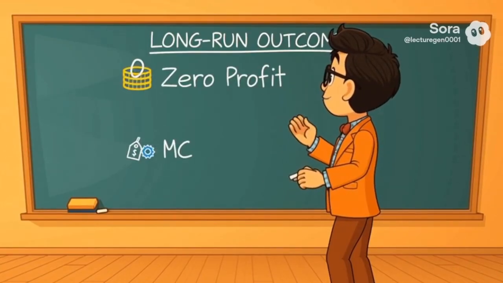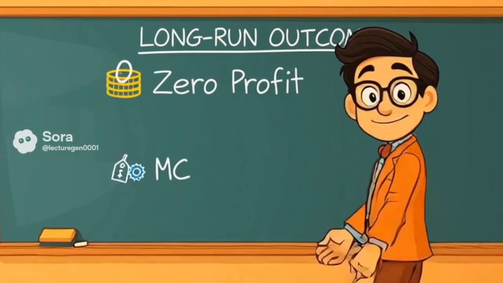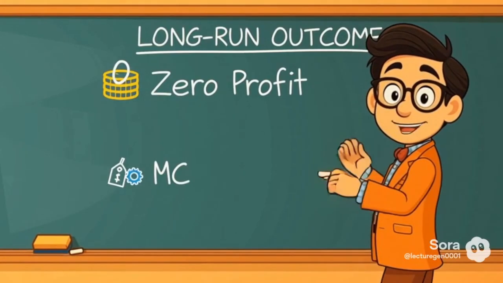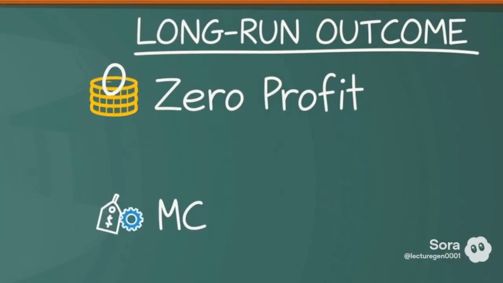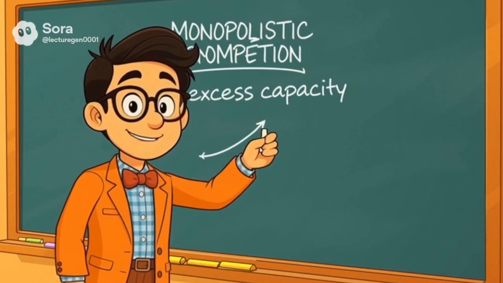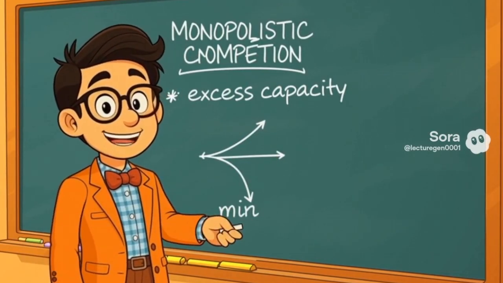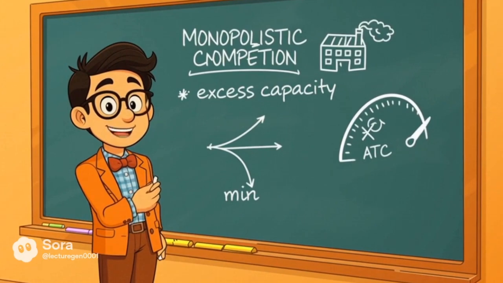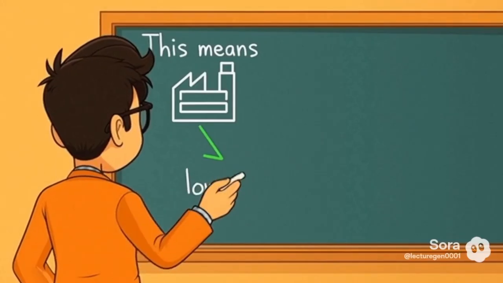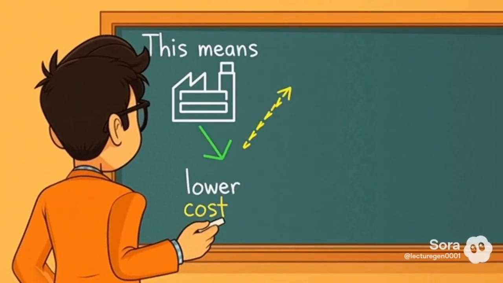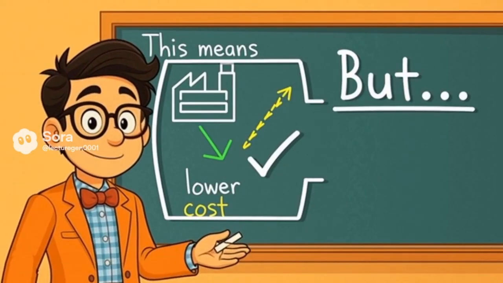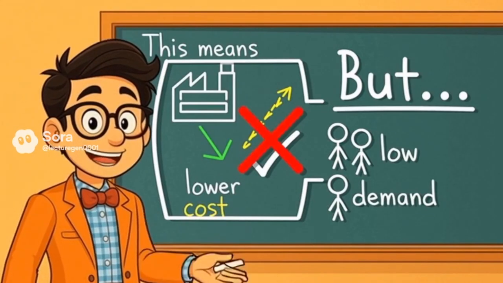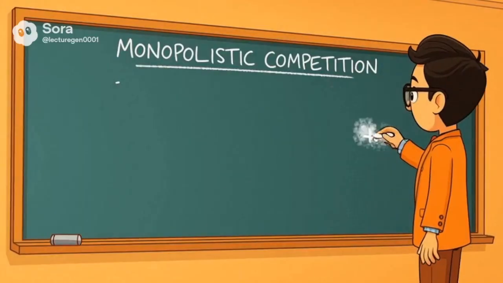This long-run outcome resembles perfect competition in one way, zero profit, but differs because price still exceeds marginal cost. A key feature of monopolistic competition is excess capacity. Firms operate on the downward sloping part of the ATC curve, not at the minimum point. This means firms could produce more at a lower cost, but don't because demand isn't high enough for each differentiated product.